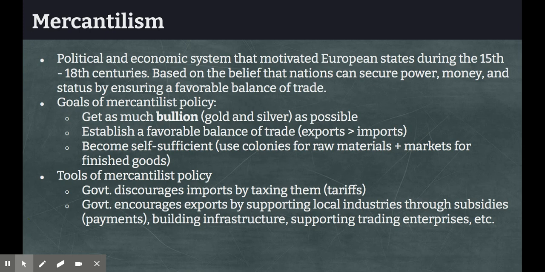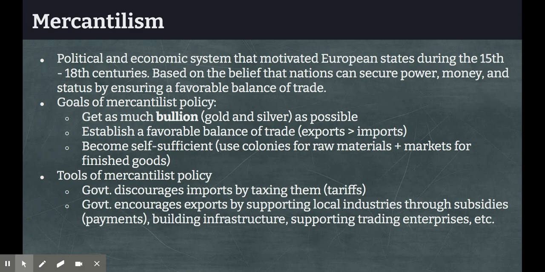You're using them for raw materials, and then you're using them as markets for the goods that you produce back in the home country. Now, here are the tools of mercantilist policy. This is how governments enforced or met those goals. They don't like imports, right? We know that. So what they did to discourage imports is they taxed them. So it became more expensive to import goods into your country. And a tax on imports is called a tariff. So, you'll see that word pop up a lot.